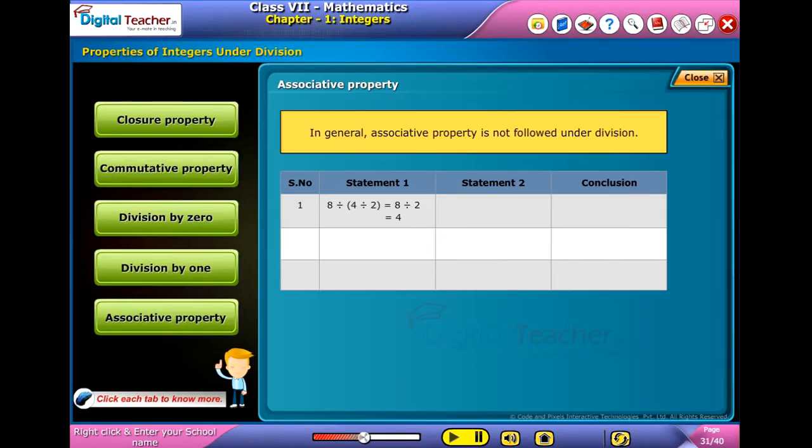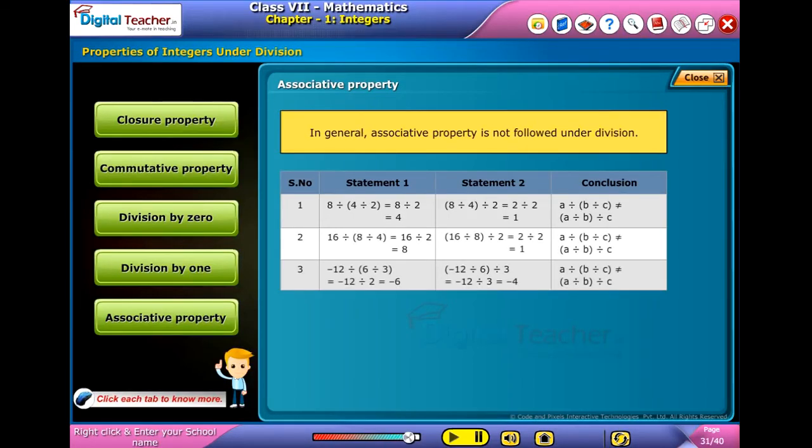Similarly, in statement 2, initially divide 8 with 4. We get it as 2. Thus 2 by 2 is equal to 1. Thus we conclude that a by b by c is not equal to a by b by c. Similarly, the next two statements are shown.